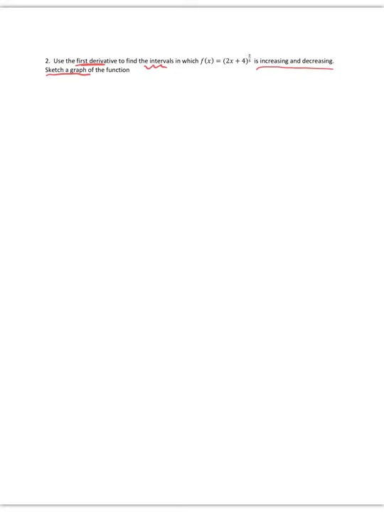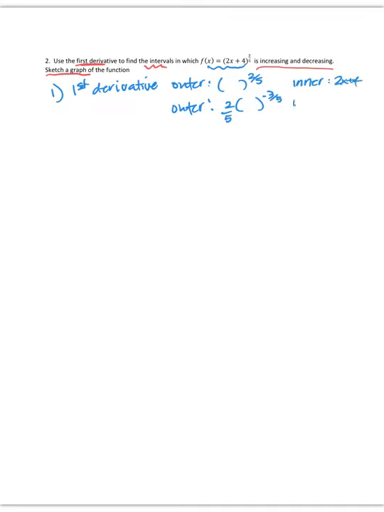So in order to find the derivative of this function, if you notice, it would be the chain rule. So we are finding the first derivative. We're going to have our outer, in this case 2/5, and our outer prime, multiply by that 2/5, subtract 1, which would give us -3/5, and our inner is the 2x plus 4, and our inner derivative would be 2.